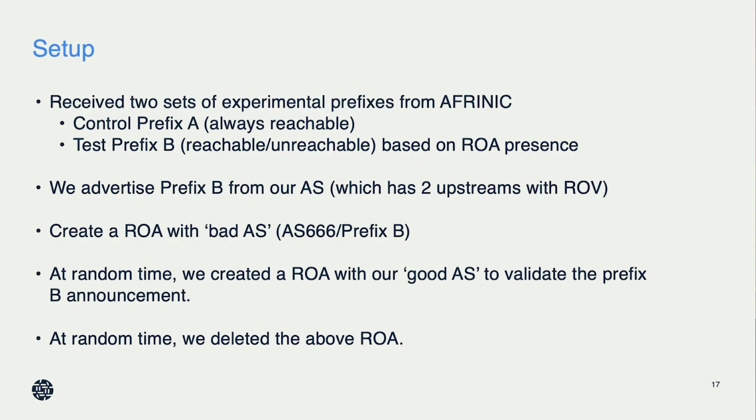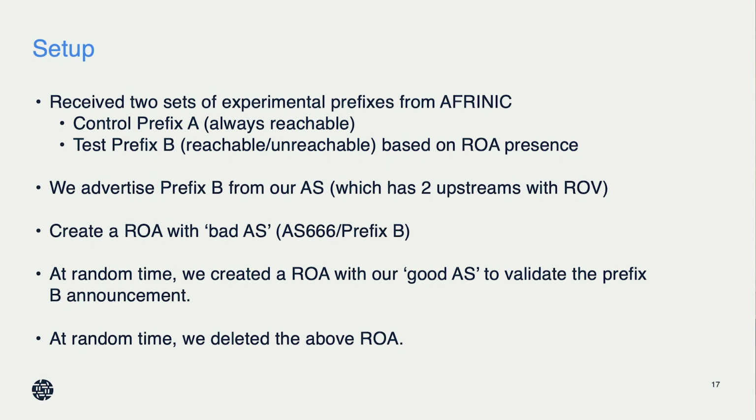The control prefix, we advertise it using our own ASN, and the test prefix as well, based on whether or not there is a ROA. So that prefix was at some point reachable and at some other point not reachable. We advertise our test prefix using two upstream providers. Our upstream providers were NTT and Sprint. And then we create a bad AS, a ROA with a bad AS. For example, here we use AS666 for the prefix B.